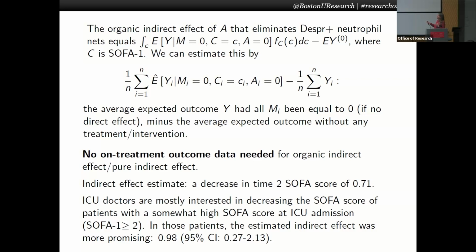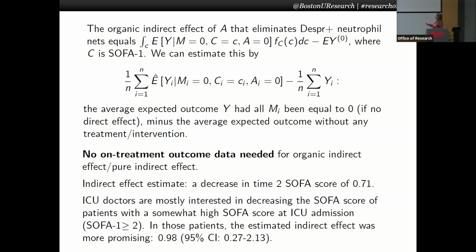This is the organic indirect effect, or it is also the pure indirect effect, if you're familiar with the terminology in causal mediation analysis. And then we have this formula here. It's very easy to estimate. This is just the average in all the people because they're all untreated, right? So we can just average the outcome under no treatment while everybody's untreated. And then here we have the expected value of the outcome. We can just estimate this with a linear regression model, and we wanted to do it with interactions. That's all fine. So we estimated this expectation depending on the mediator and the common cause, that in this case was the SOFA score at baseline.